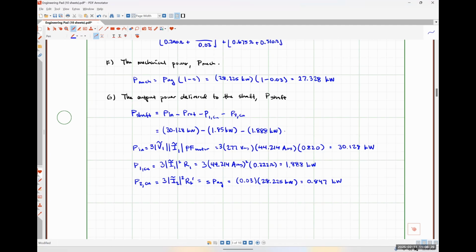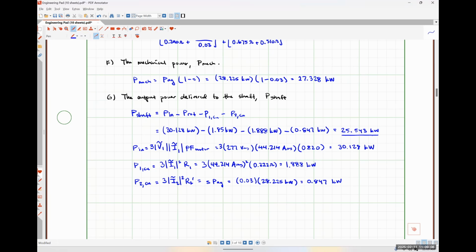So putting that in, so 30.128 minus 1.85 minus 1.888 minus 0.847 comes out to be 25.543. Underline right there.